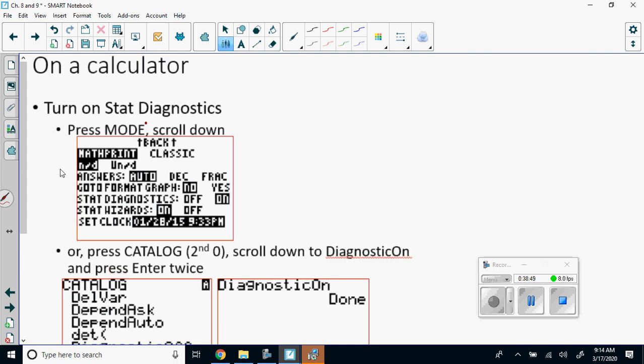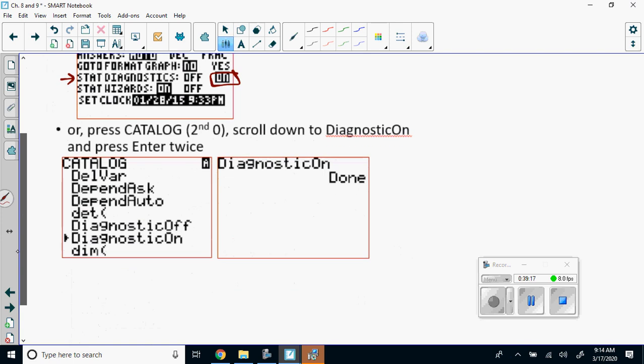And then this is where you change all the settings. We want to change it so the stat diagnostics are on. So we're going to scroll down. You're going to have to scroll down quite a bit by just using the arrow down button. And where right now it says off, you want to change it to say on. So arrow over to on and hit enter.